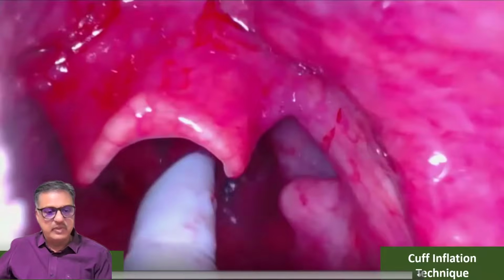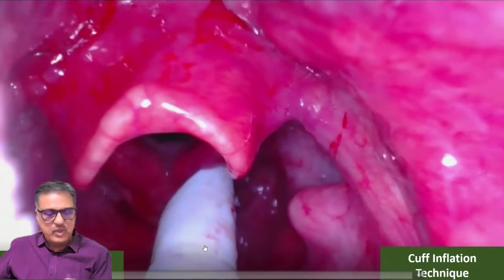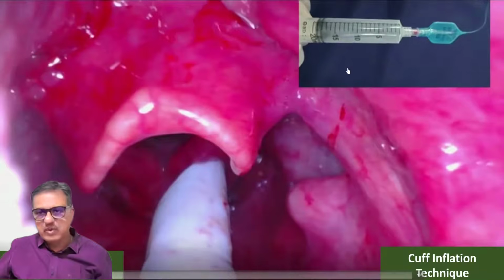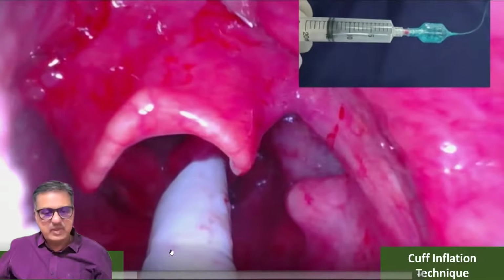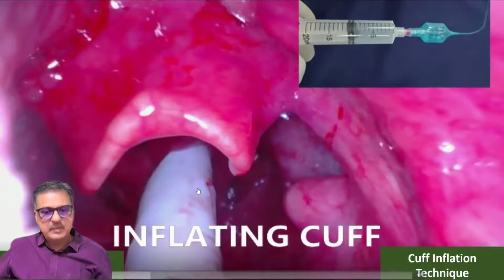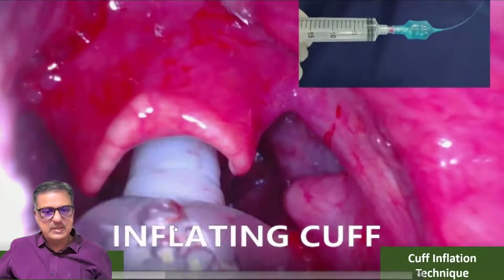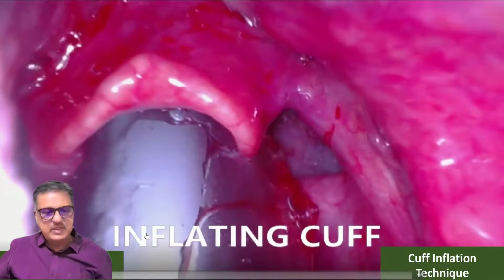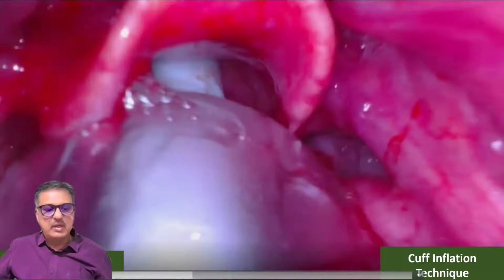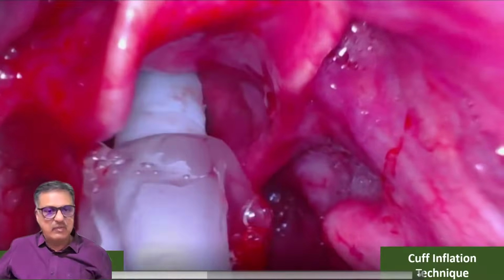Here, I am showing the video. So I am withdrawing the tube a bit, then inflating the cuff. Once I am inflating the cuff, it will take the tip trajectory towards the larynx. Advance the tube inside and then deflate the cuff.